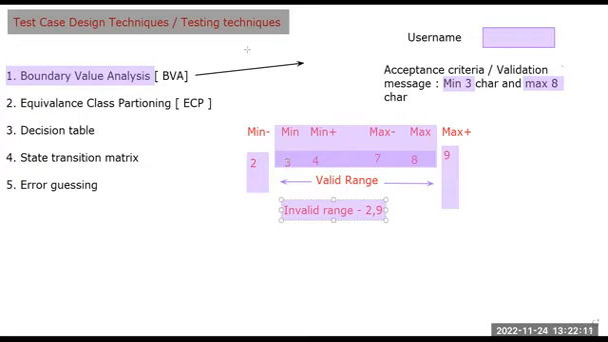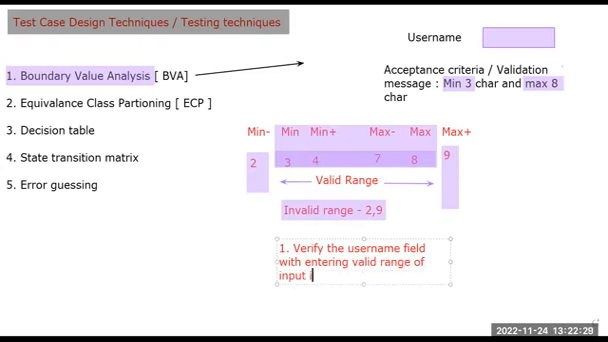Second possibility is that we can derive two scenarios. Two scenarios, we can write it out. Verify the username field with entering valid input and invalid input. Valid range of input, i.e. between 3 to 8. Correct, guys? Okay, so that is one thing.